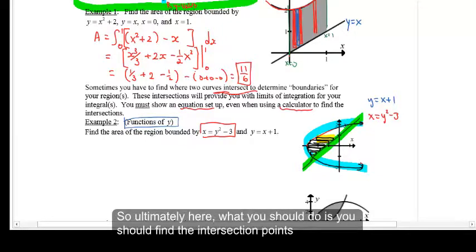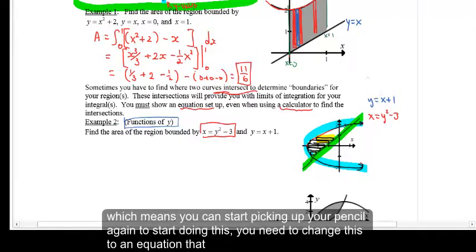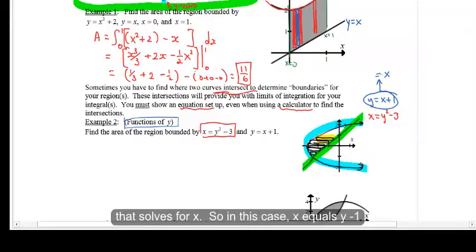So ultimately here, what you should do is find the intersection points with respect to the variable y. Which means, and you can pick your pencil up again now and start doing this, you need to change this into an equation that's solved for x. So in this case, x would be equal to y minus 1.